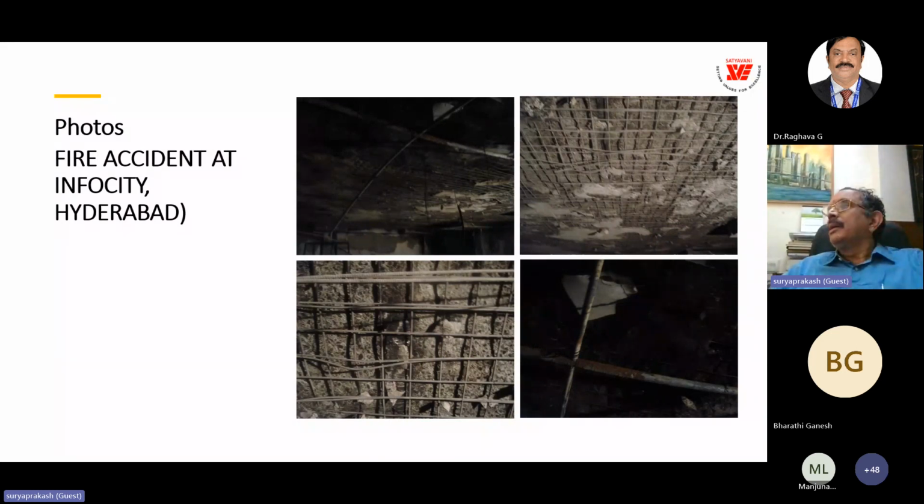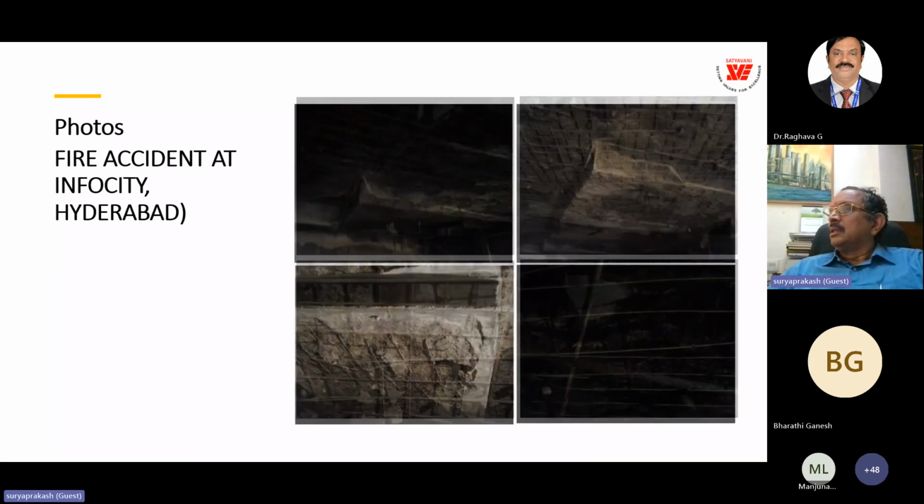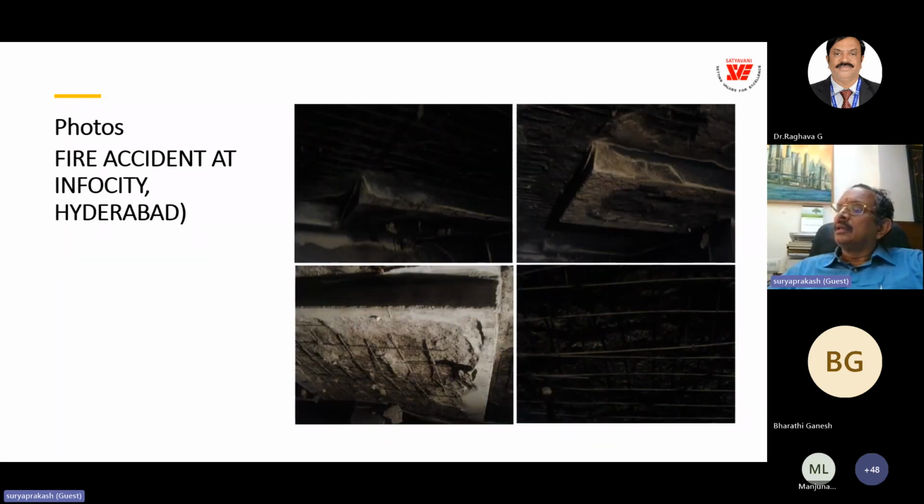Here you can see a post-tension slab with a 13-meter span, and there was a fire overnight. You can see the entire tension reinforcement got exposed. But surprisingly, the deformation in the slab is within the limits. There was no excessive or recognizable deformation.